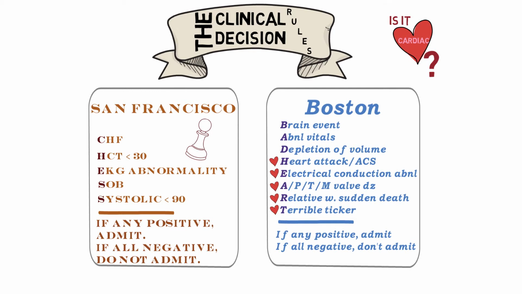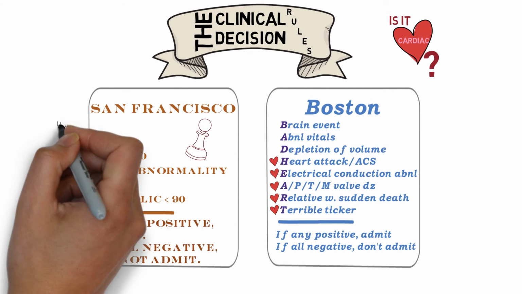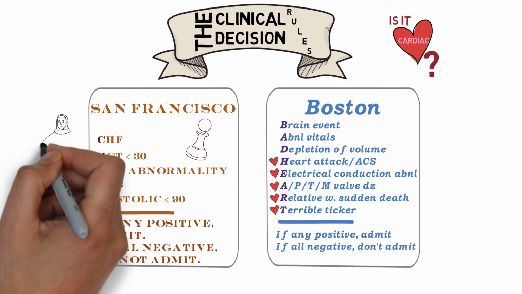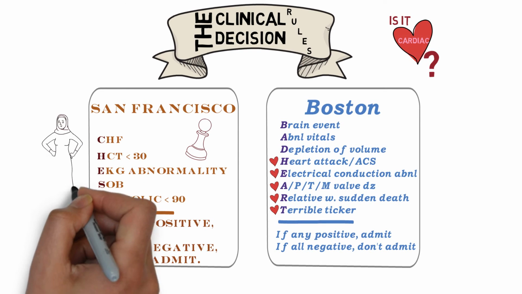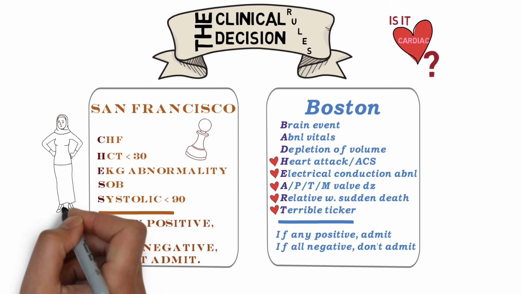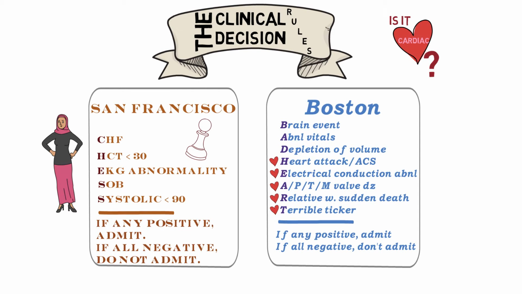But first, let's go through a basic example. Say you have a 24-year-old female, otherwise healthy, but with an episode of syncope this morning. All of her labs and EKG are normal, and she tells you she's feeling fine now. You also learn that her father died suddenly at a young age. Based on what you know, do you admit her for further workup? Let's apply our decision rules.